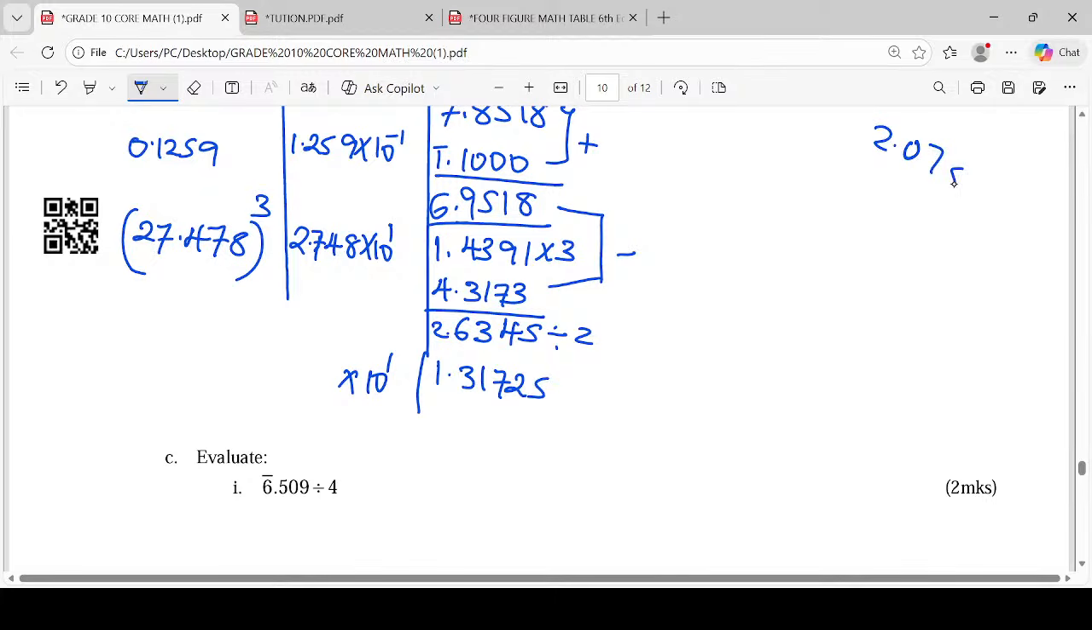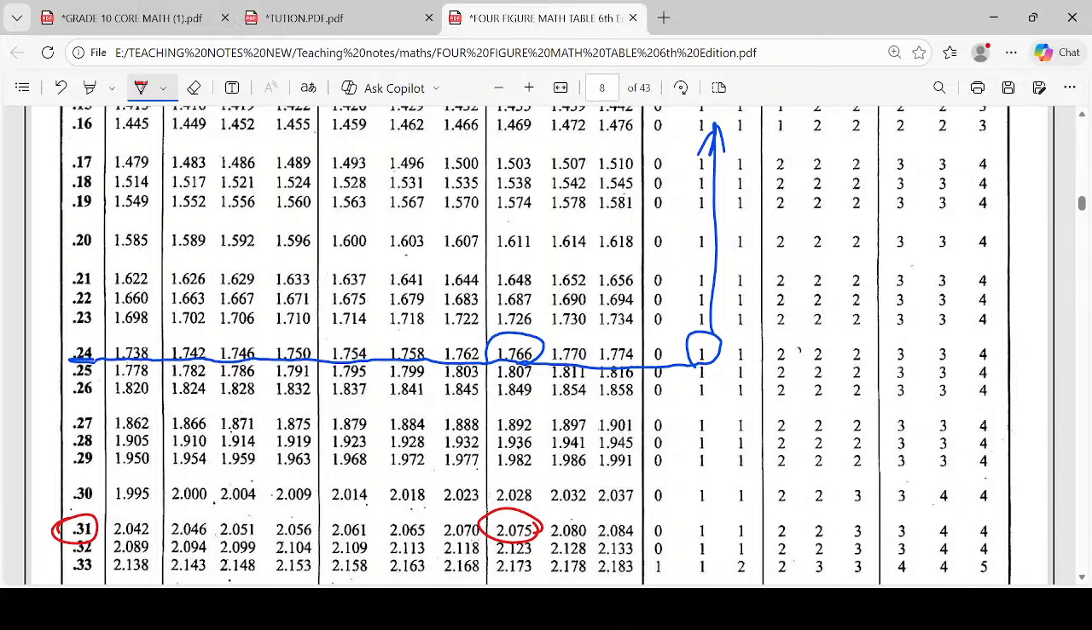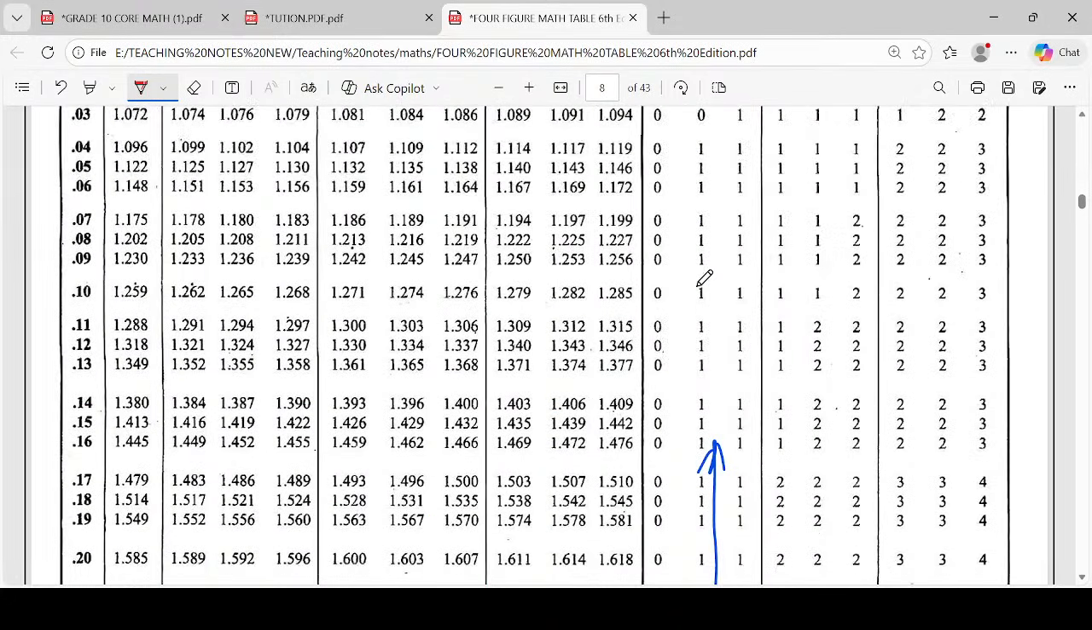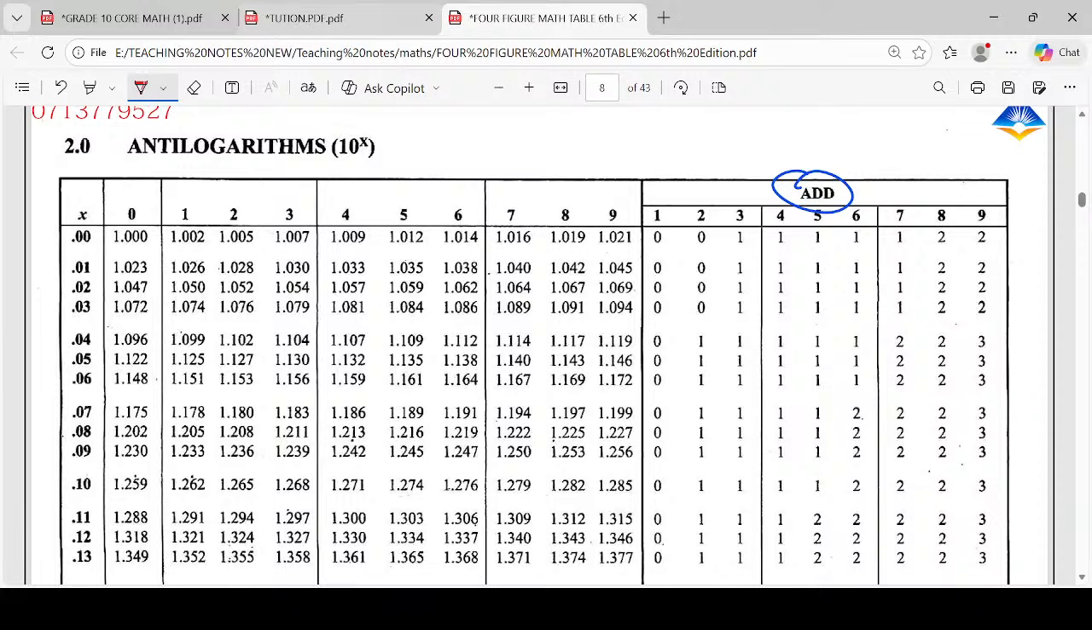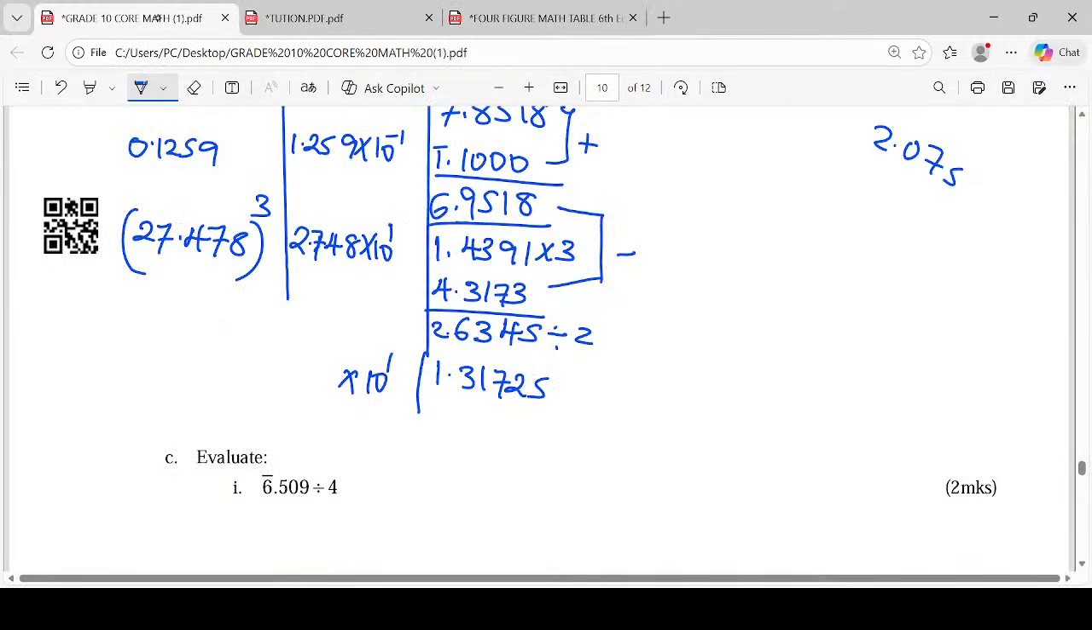I'm left with this 0.317. I'm left with this one, 3. Along the same row to 3, it's 1. What are you doing to that value 1? You add the 1. When you add the 1, this one will become 2.076 times 10 power 1. This will become 20.76 as your final answer.